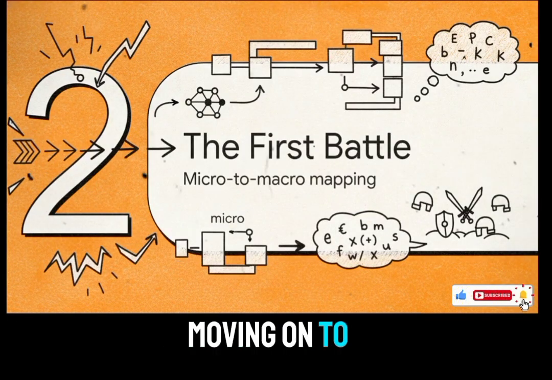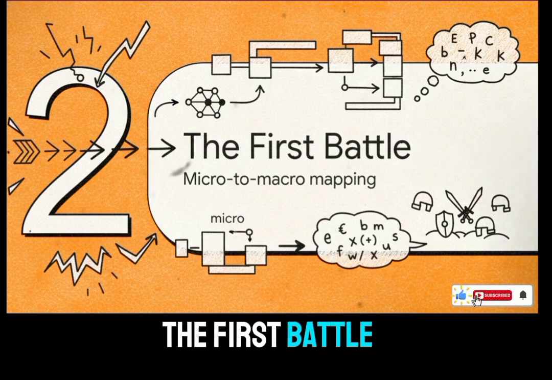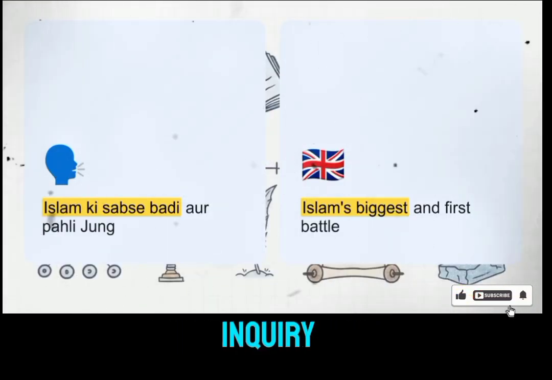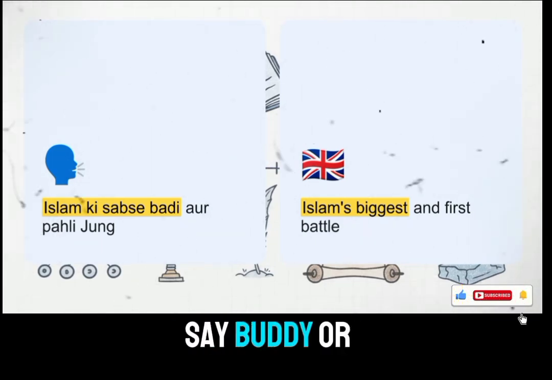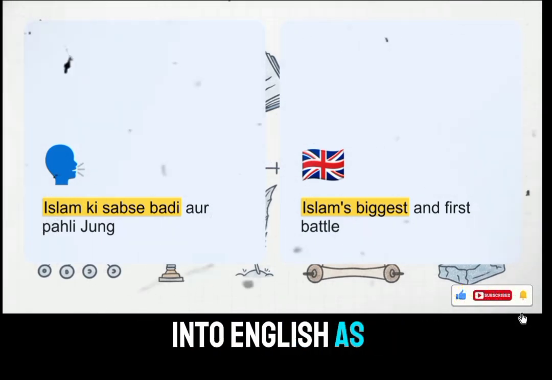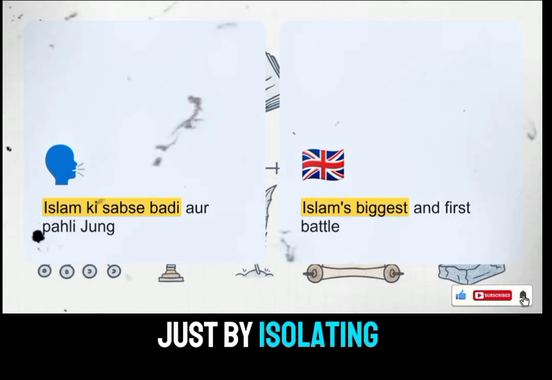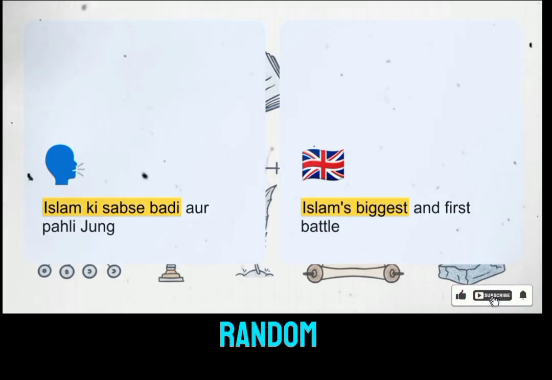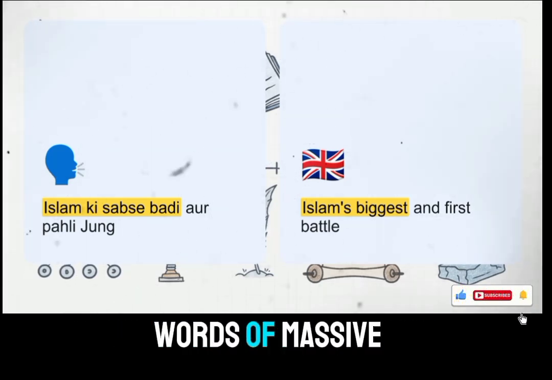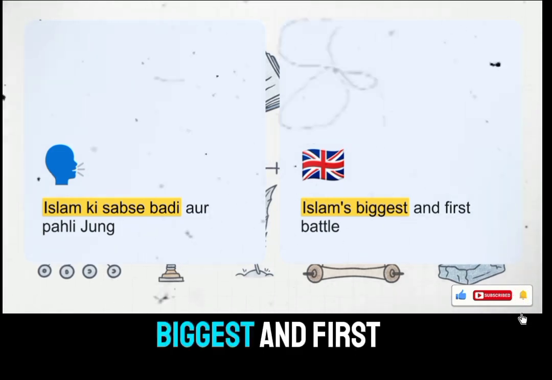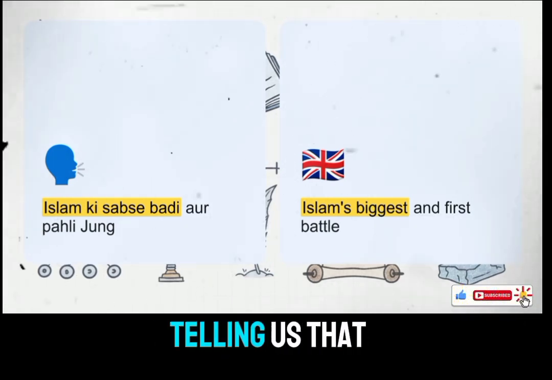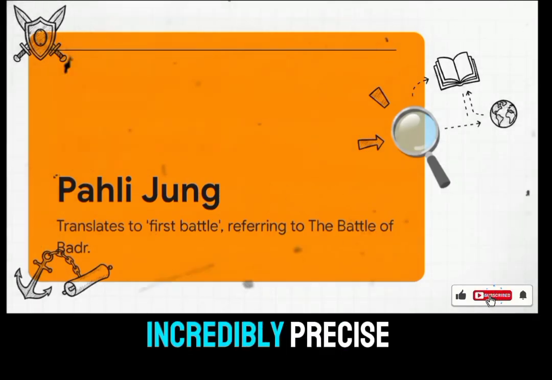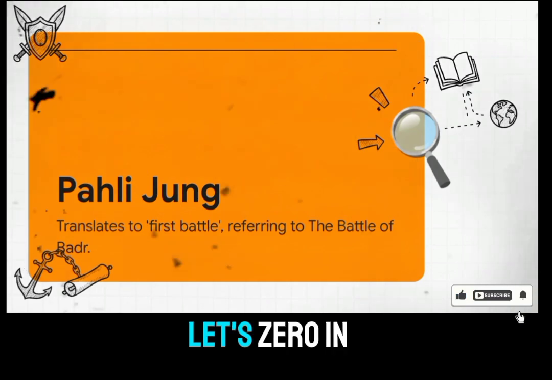Moving on to Section 2, translating the first battle, doing some micro to macro mapping. So what's really interesting here is how the author kicks off their inquiry. The raw text reads Islam ki Sabse Badi Jung, which translates directly into English as Islam's biggest and first battle. Just by isolating this opening phrase, the author's intense focus becomes super clear. They aren't just asking about some random historical skirmish, right? The English translation highlights words of massive scale and chronological importance, biggest and first. Right out of the gate, the language is telling us that the author views this event as a completely monumental, foundational moment in history.